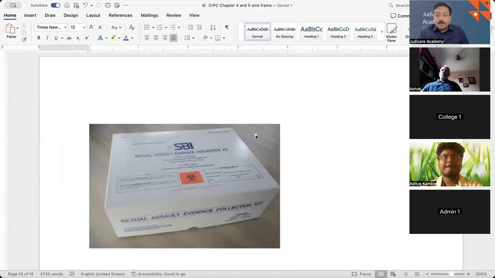Then a small one-time click camera is also included, and markers, labels and stickers are also there inside. Apart from that, there are contraceptive medicines and some infection medicines so that the victim is not infected by some sexually transmitted disease. Those medicines are also available in this box. So this is used for evidence collection, for victim care also, and to make it standard.